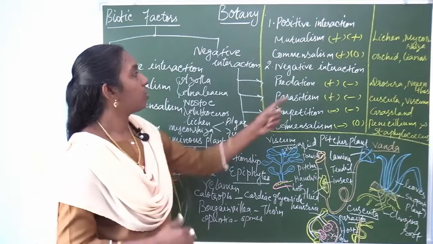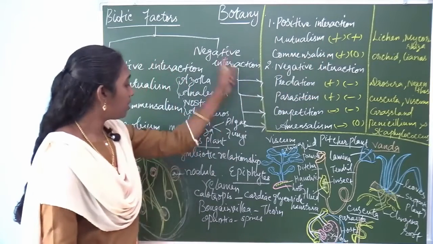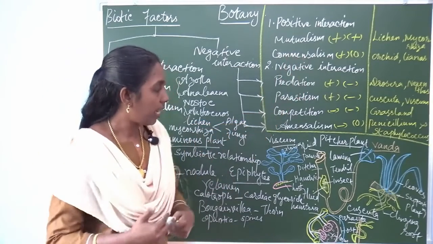The second type of interaction is negative interaction. So these are all examples of mutualism and commensalism.